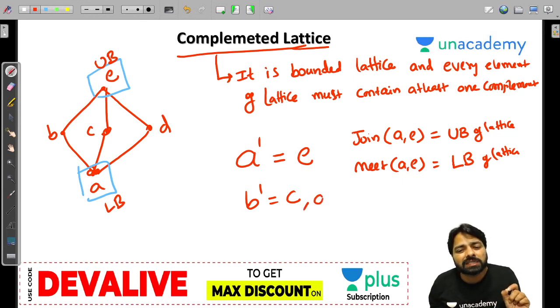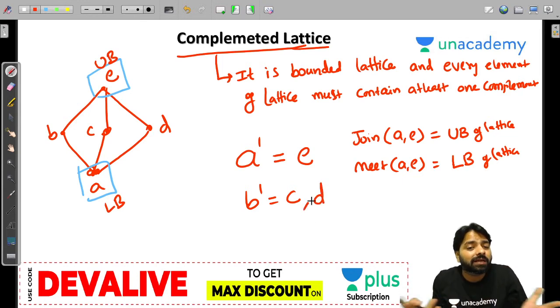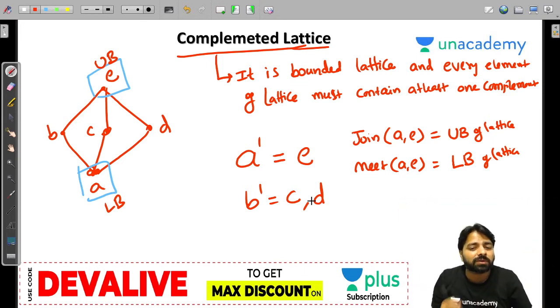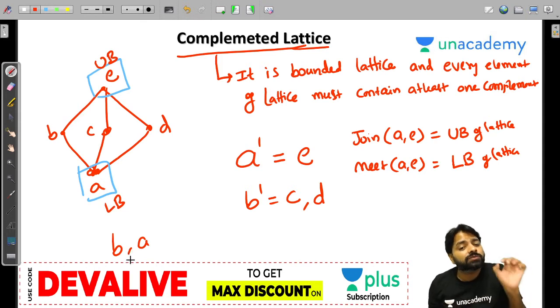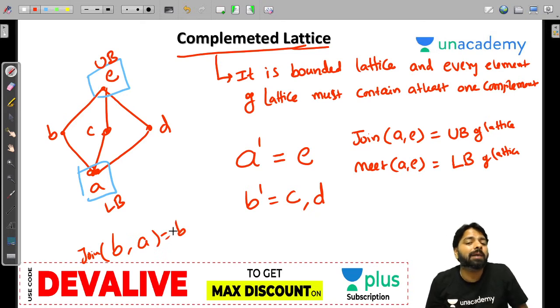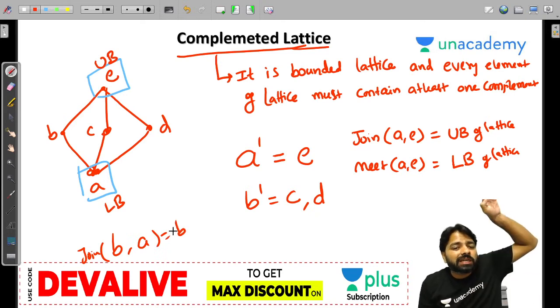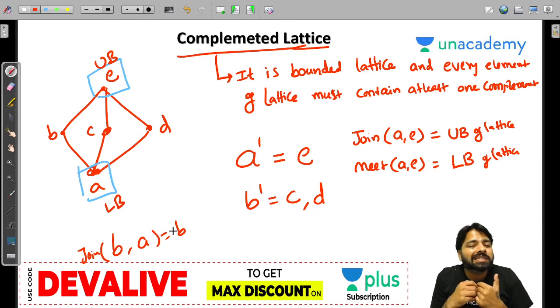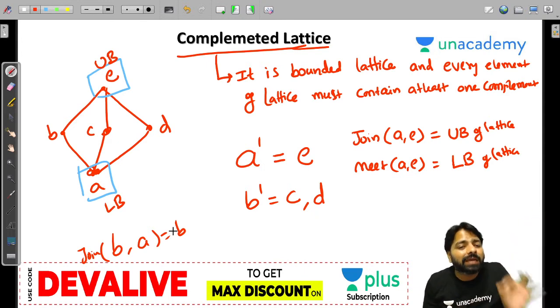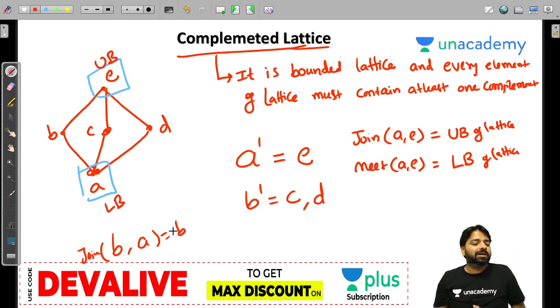And why do I say D? B complement can be D. Why? Because B, D join is the upper bound, meet is the lower bound. And why not A? Because B and A, when you take the meet, it works fine, but the join is B, not the upper bound. We are not able to reach E. So B complement is not A, because when you join B and A, you get B. We are not getting E.